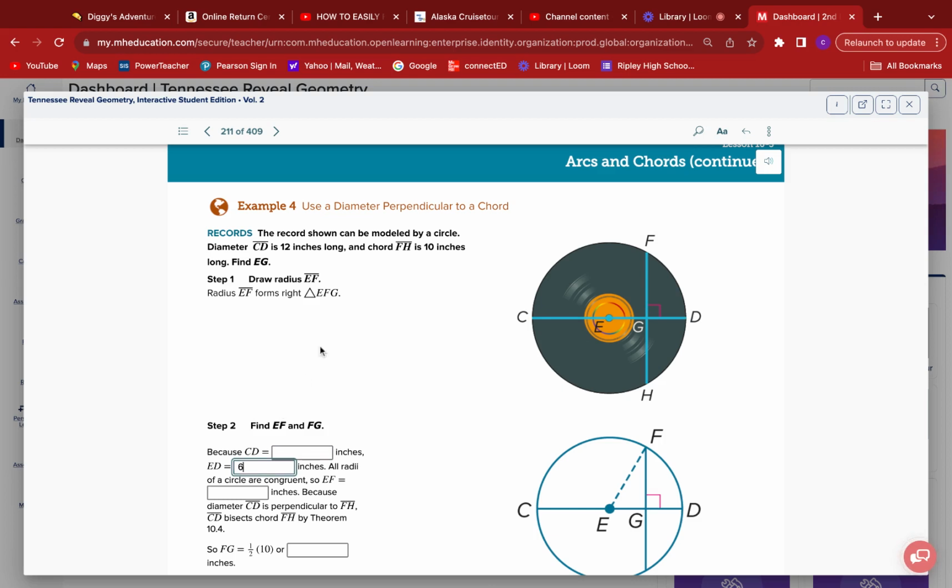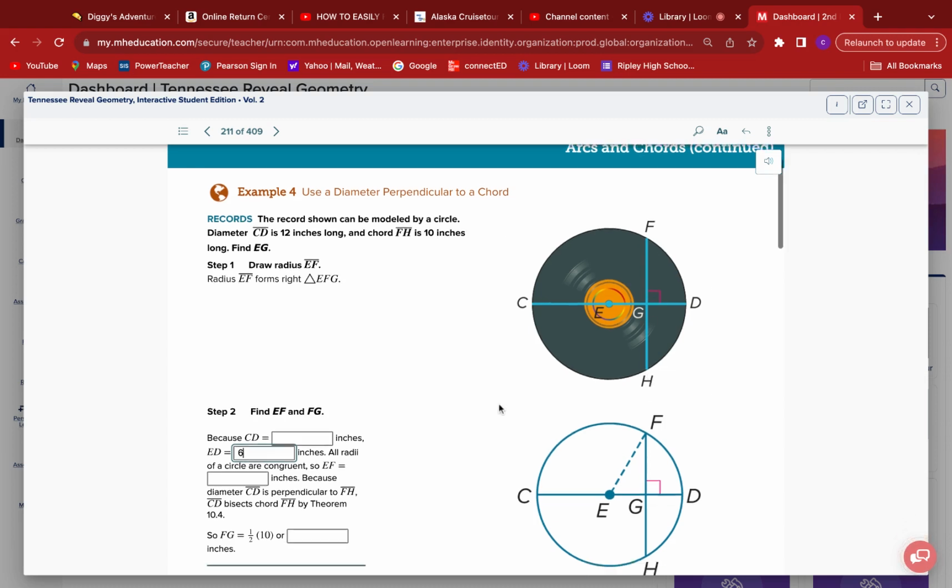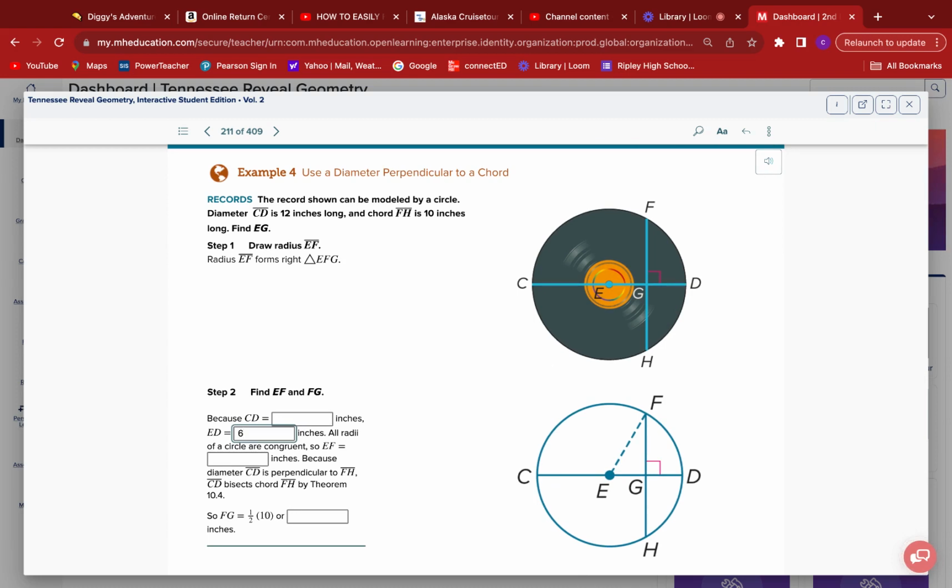All right. The chord FH is 10. Okay, I see a little perpendicular box there, which means the diameter and the chord form a 90-degree angle. That means that chord FH has been bisected. It means cut in half. So if F all the way to H is 10, then F to G is 5, and G to H is 5. Now, I'm not sure if that's what they're asking, but, oh, it is. Oh, boom, there it is. Half of 10 is 5.